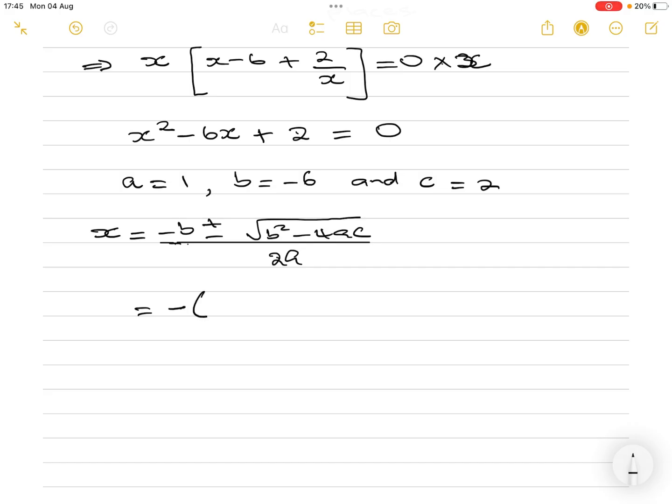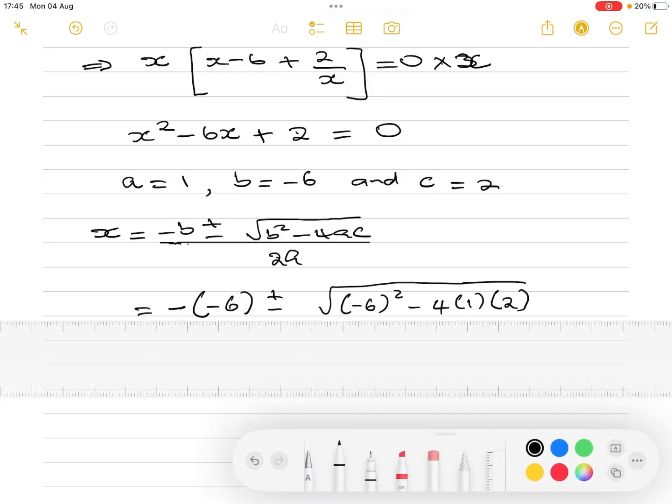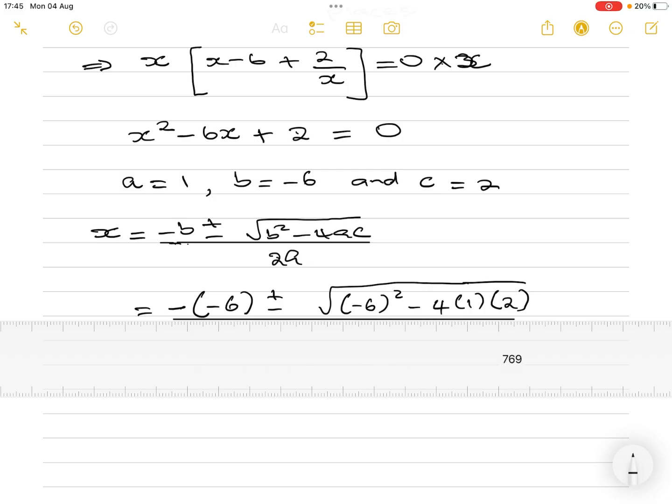So it will be minus into minus 6, plus or minus the square root of what? Minus 6 squared minus 4. The value of a is 1 and the value of c is 2. Then you divide by 2a.